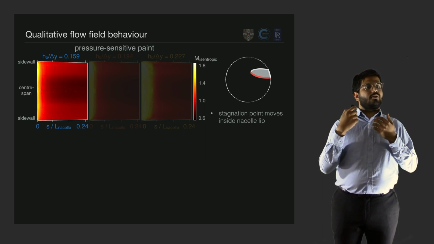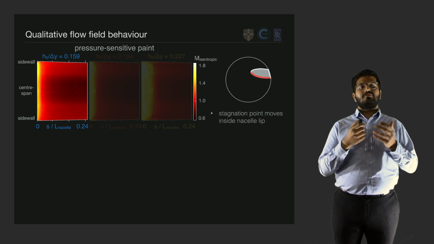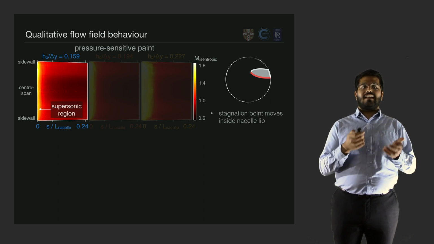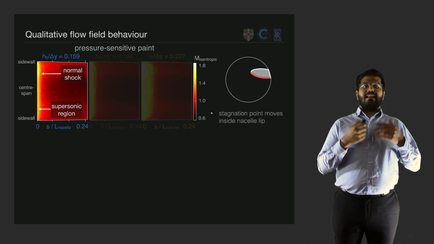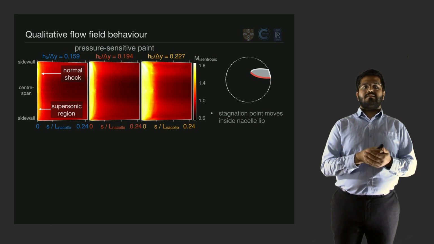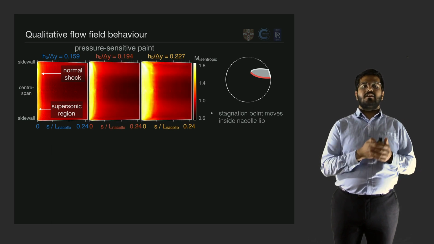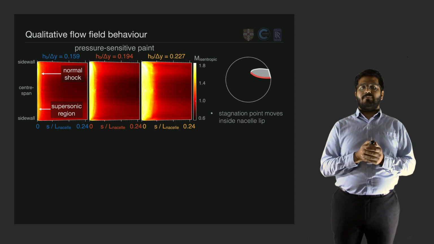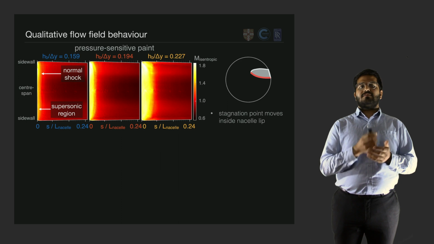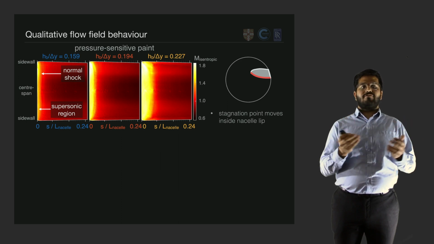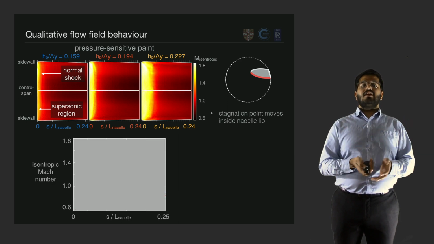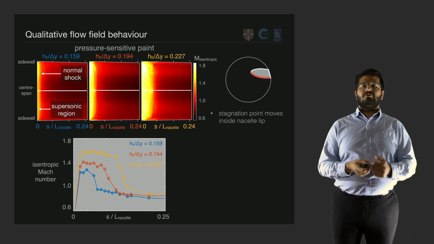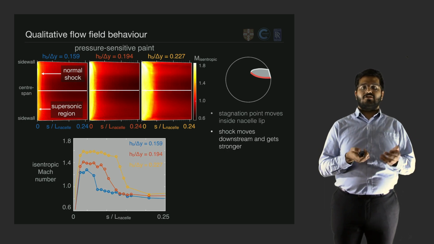Indeed, here we can see we've got quite a two-dimensional flow field. We can also see the supersonic region and the terminating normal shock. And as we move to larger bump heights, where the stagnation point has moved inside the nacelle, the size of the supersonic region has increased and the shock has moved downstream. Now, we can quantify this by considering the profile on the centerline of the tunnel, where we can then see that as well as moving downstream, the shock wave has also increased in strength.